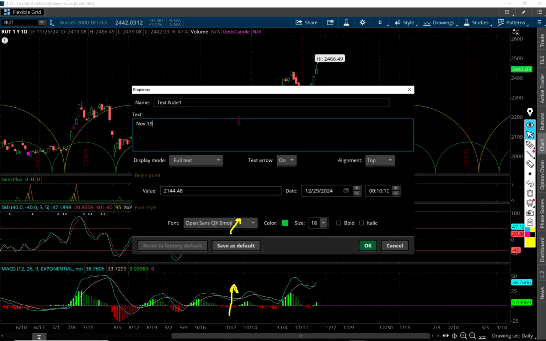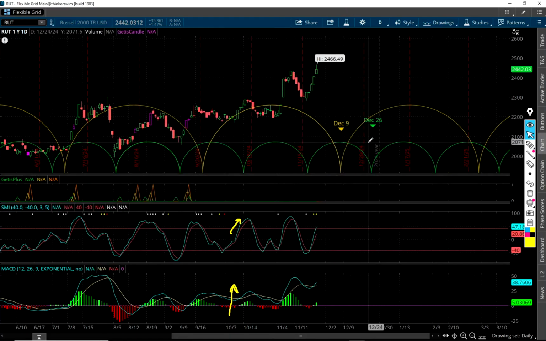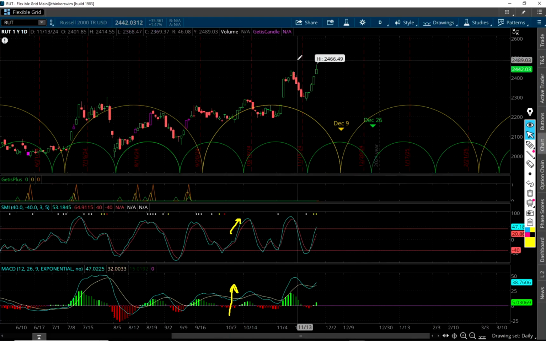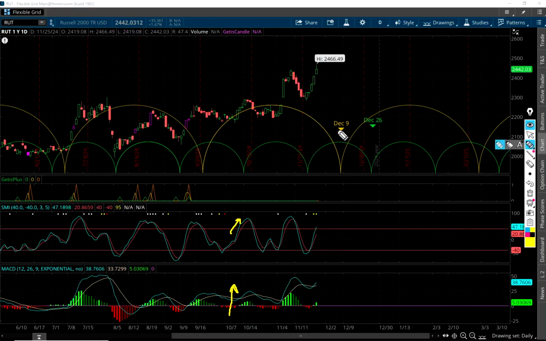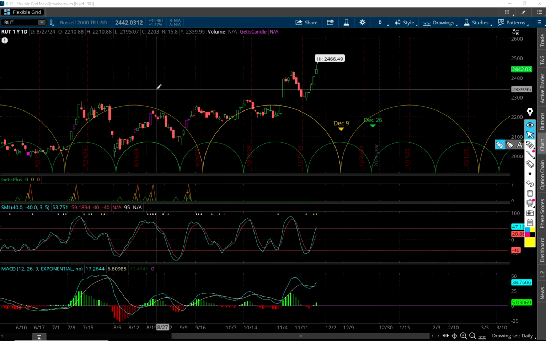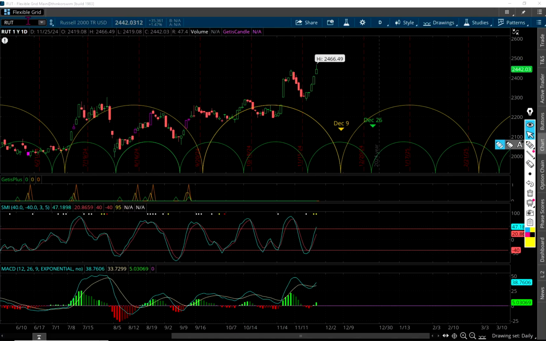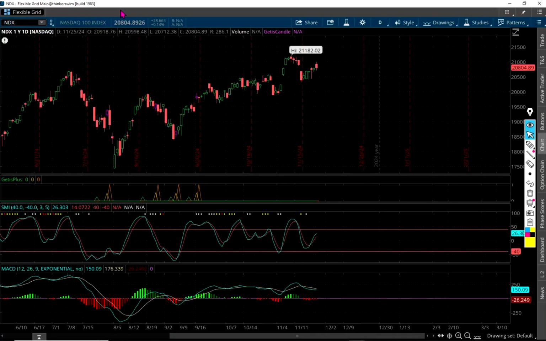Maybe December 26th, I think. We might see something there. So on December 26th, I'm not convinced that we're going to get a big pullback right here on the 9th. Feels like it's going to be a little bit later in December, but we'll see how that goes. Okay, so that's the Russell 2000. Still looks bullish. I think it's got more room to go before it finishes its bullish run.